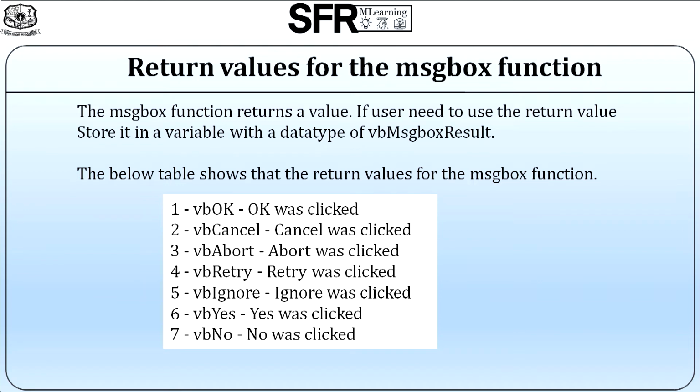Message box function return values. The message box function returns a value. If the user needs to use the return value, store it in a variable first with a data type of VbMsgBoxResult. The below table shows the return values for the message box function. For example, if the user clicks the ignore button, it returns the value of number 5.